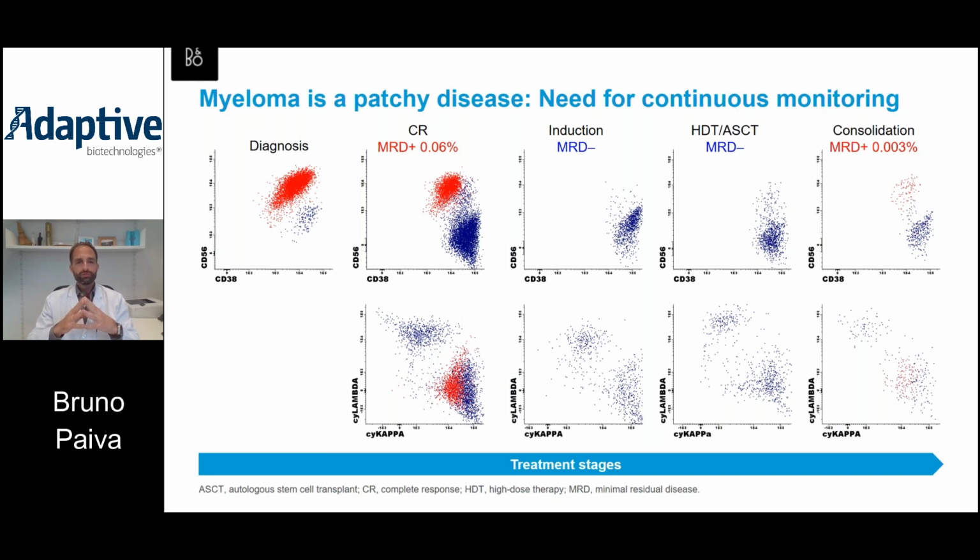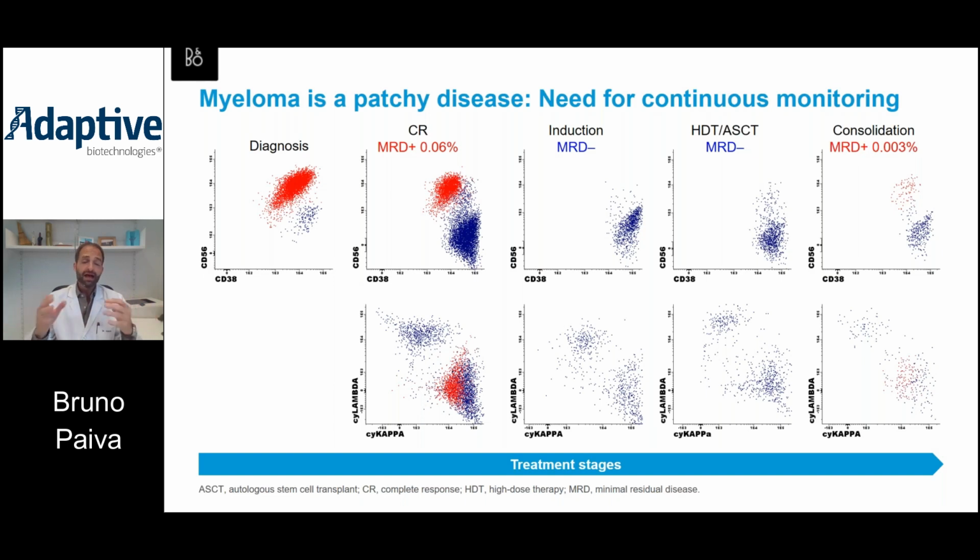Another concept that I would like to bring is that myeloma is, as you all know, a patchy disease, and there is need for continuous monitoring. We cannot rely on a single MRD assessment, and a negative MRD result must be reproduced and sustained over time.